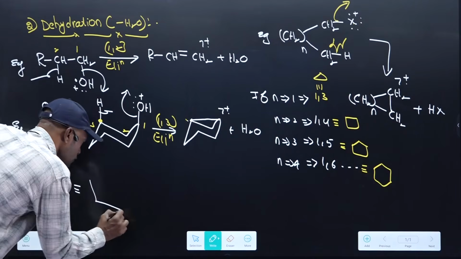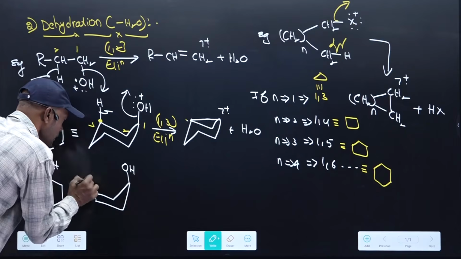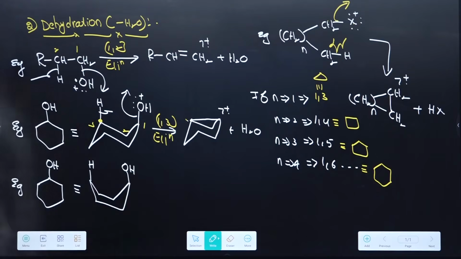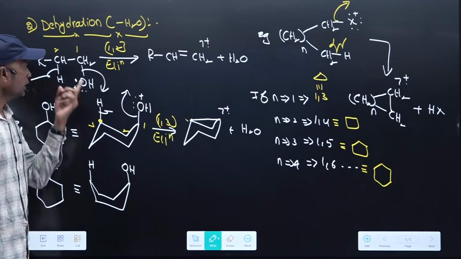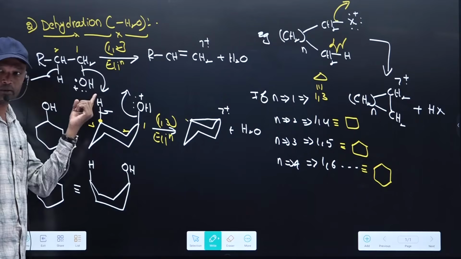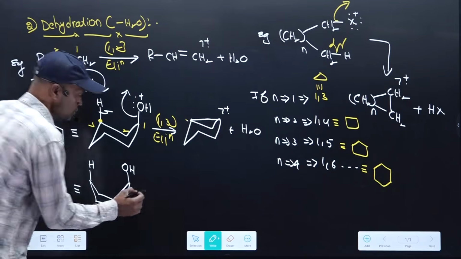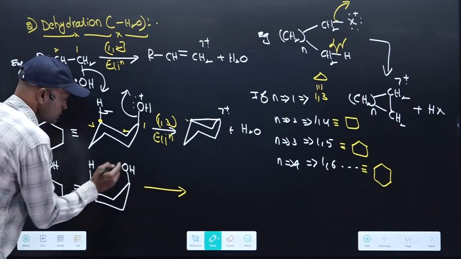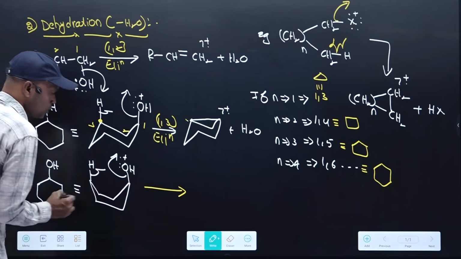Hydroxy group, I am writing a chair form. Now it is a boat form. This is hydroxy and here hydrogen. Now which hydrogen and hydroxy are very close to each other? 1,4 is closer. In this, 1,2 is closer to remove a water molecule. Here 1,3 is closer. Now here 1,4 is closer. So what I am saying is, after formation of the molecular ion, remove hydroxy and remove hydrogen.